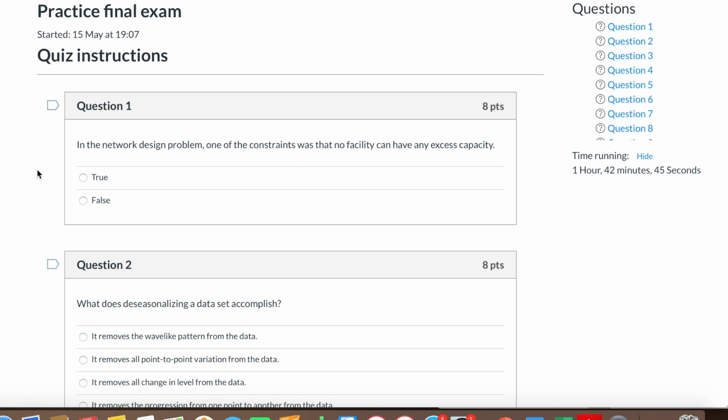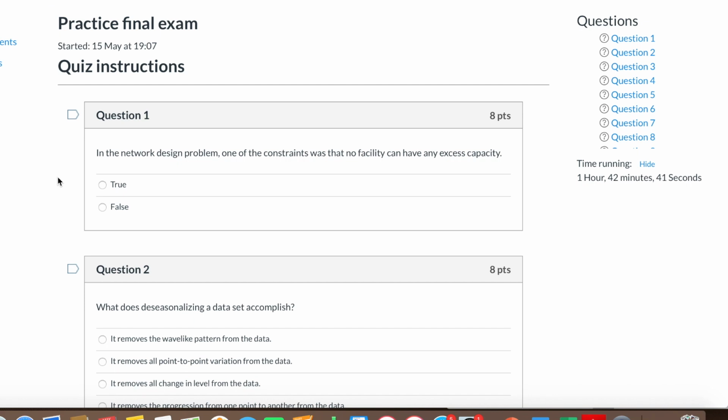So let's get started. Question 1. In the network design problem, one of the constraints was that no facility can have excess capacity. Well, that's simply not true, because every facility can have excess capacity. Having excess capacity is absolutely a cost because it increases your holding cost. So this is false.